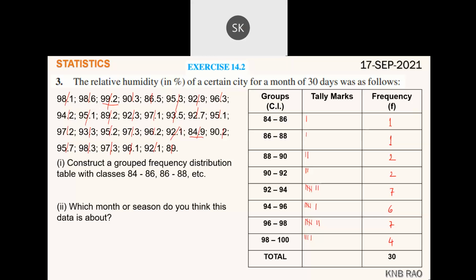Moisture present in the air. Okay, moisture present in the earth is called humidity. Sir, air, not earth, air. Okay. Moisture present in the air is called humidity. Okay, Ved. Next.